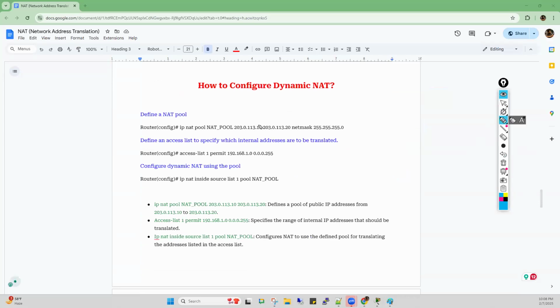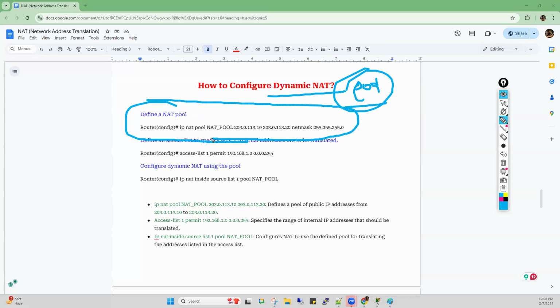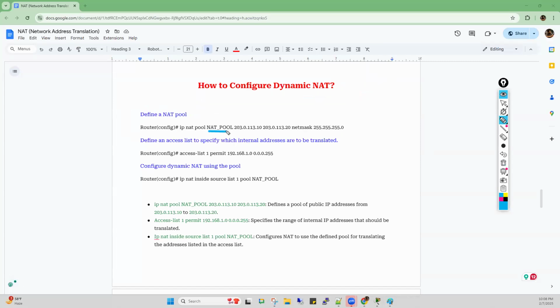Clear? Now see here how to configure dynamic NAT. First of all, whenever you configure dynamic NAT, you need to configure a pool. This is the command by which you can create the pool. What is the command? IP nat pool. Then you write the name, whatever name you want. I write here net pool, and then you need to assign the network ID. See here what I configured.